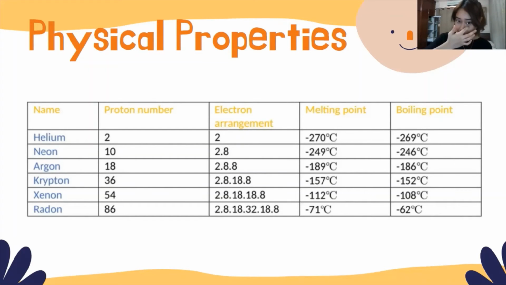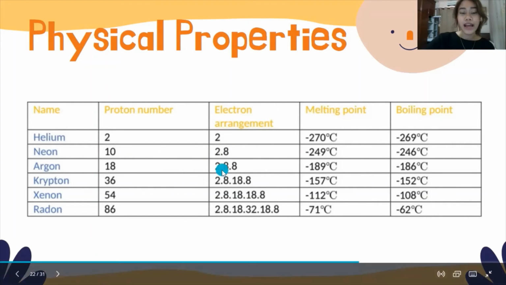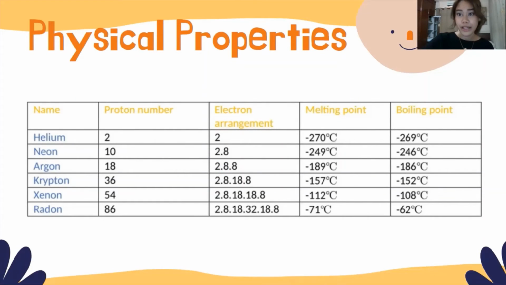Because they have 8 electrons in the outermost shell, this means that they are very stable. They are chemically stable, which means they do not need to react with other elements, or they do not need to gain or lose electrons from other elements to accomplish the octet. So that is why they have an unreactive behavior.